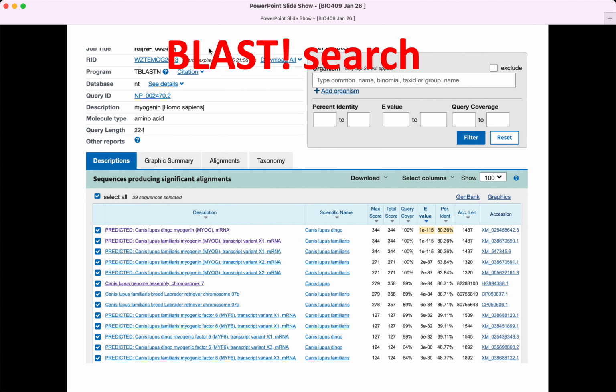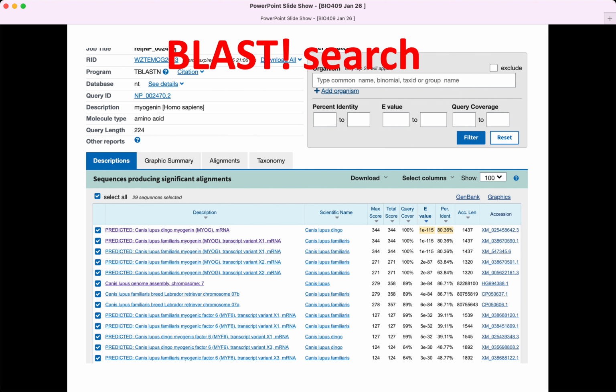What I've done is, well, we've been talking about myogenin. So I took the human myogenin amino acid sequence, the protein sequence, and I searched it against just the domestic dog genome. That's Canis lupus, and actually the highest match it shows is from a dingo. But it shows it can find a sequence very similar to human in dog.